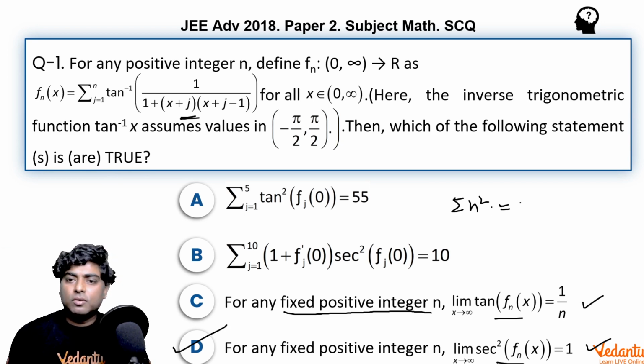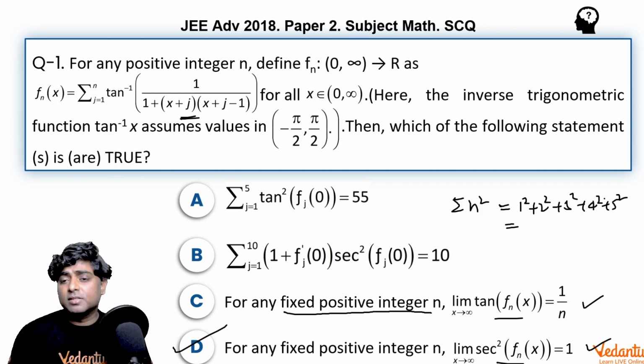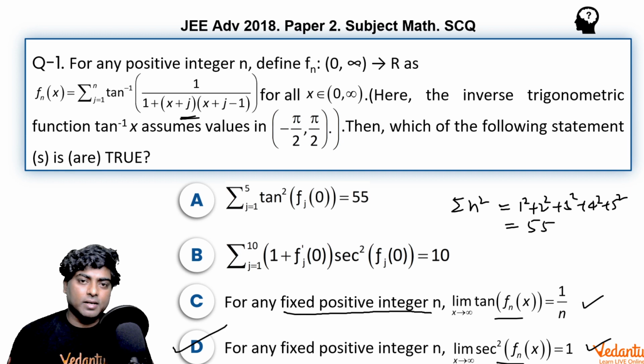You will find that it will come as, right, 1 square plus 2 square plus 3 square plus 4 square plus 5 square. So 25, then 16 is 41, plus 9 is 50, plus 5 is 55. So it would have been correct if 0 was there in the domain. So there is no harm in taking 0 in the domain. Everything was defined, but they have made a blunder mistake here.